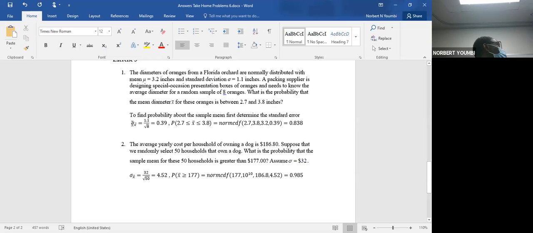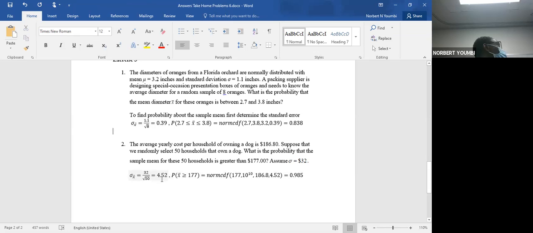8. So you need to find the new standard deviation. That's it, the standard deviation will change. You divide it by the square root of 8, and you do the same thing that we did before.